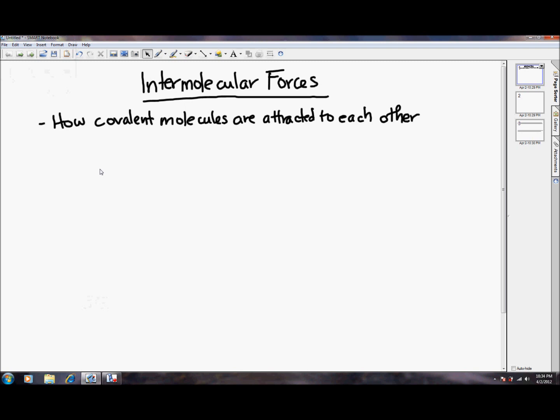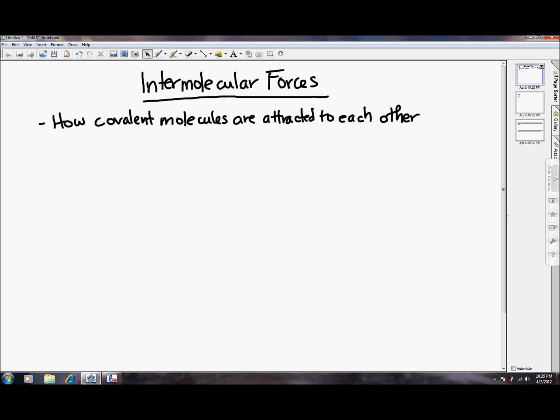Intermolecular forces describe how covalent molecules are attracted to each other. We know that in ionic compounds, the positive and negative ions experience electrostatic attraction between the positively charged cations and the negatively charged anions. Intermolecular forces, though, describe how covalent molecules experience attraction. In other words, in a covalent compound, how are the different atoms or groups of molecules held together?